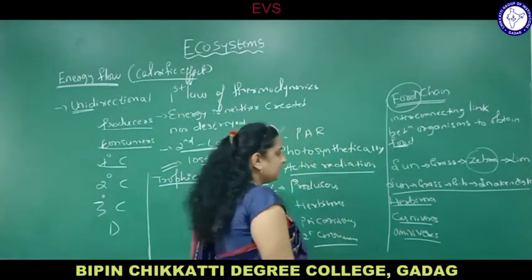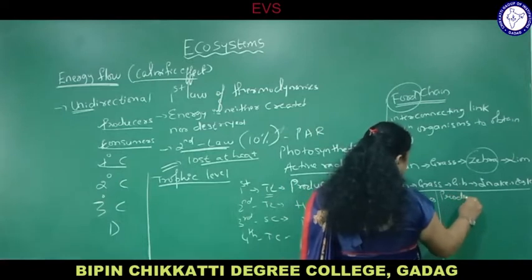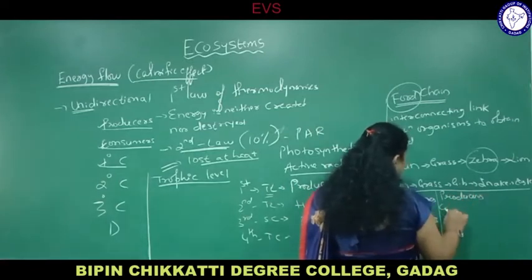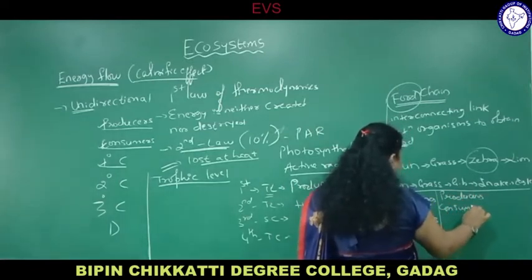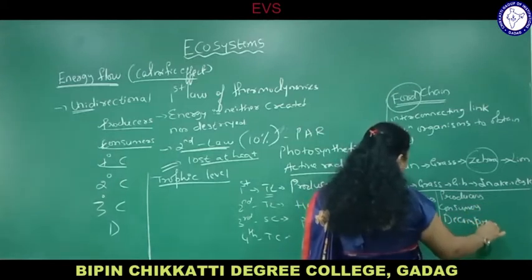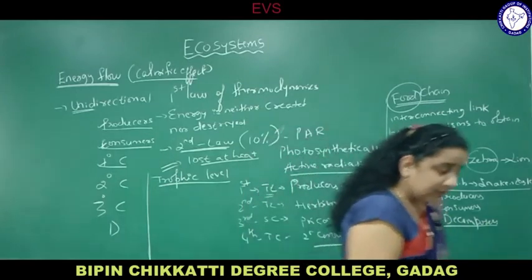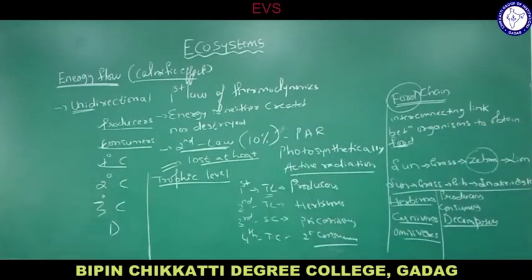Then comes a different category here: producers, consumers and decomposers. Producers, already we discussed that. We'll discuss in detail about decomposers. Producers are green plants preparing the food. Consumers are the primary consumers, secondary consumers, tertiary consumers.